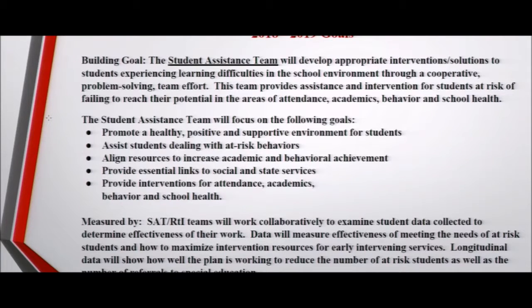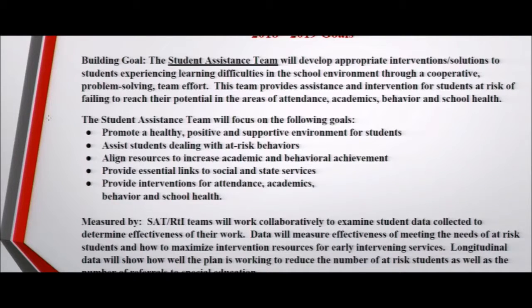Essential links to social and state services. We're not afraid to help a family out. If we need to figure out a way to help them, we try to find ways to do that. And then we provide interventions for attendance, academics, behavior, and school health. So there are ways that we reach out to students above and beyond what you would say is the bookwork that we do in our school.